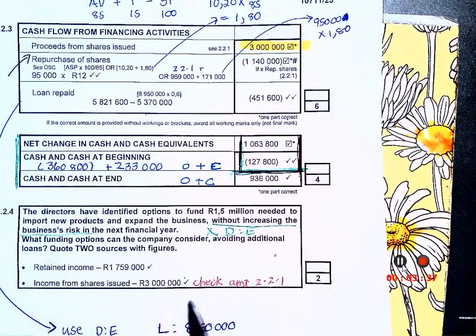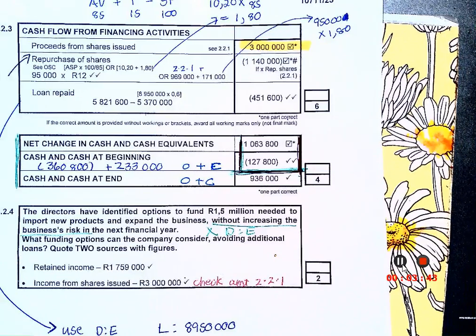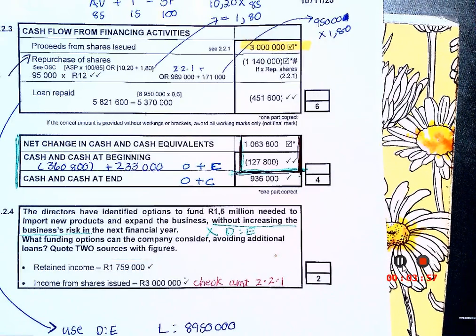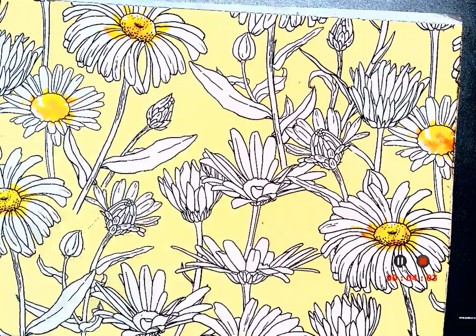Okay. They also ask, as we did yesterday quickly while you were running out, how will they fund 1.5 million without increasing the business risk, meaning don't take out a loan, because risk is loan. So what are your other options? It's by issuing shares and by using your retained income. That's basically all you have left.